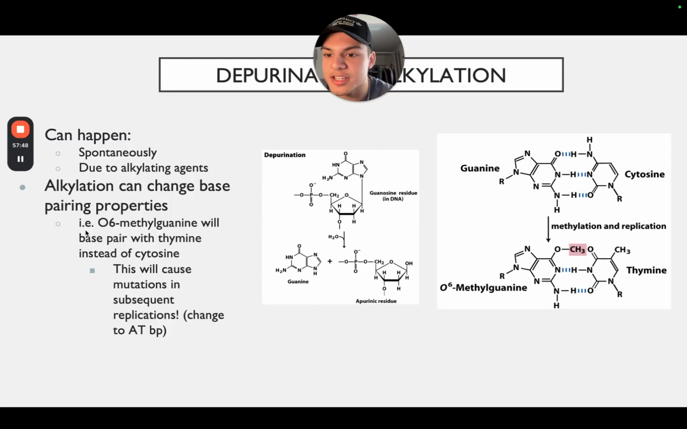And so alkylation can change base pairing properties. For example, the O6-methylguanine will base pair with thymine instead of cytosine, and this will cause mutations in subsequent replications, and it'll change to AT bases essentially. You don't really need to know the specifics of this. You just need to know that depurination just means you lose the base, and alkylation just means we're adding a methyl group to one of these hydrogen bonding residues, and that also changes the base pairing. So all this is saying is that base pairing can happen incorrectly, because of these two mutations.